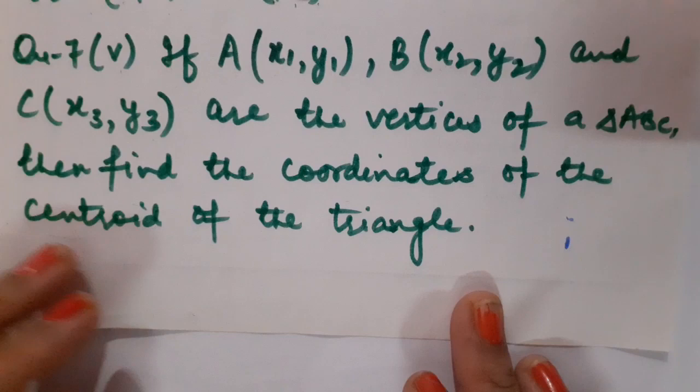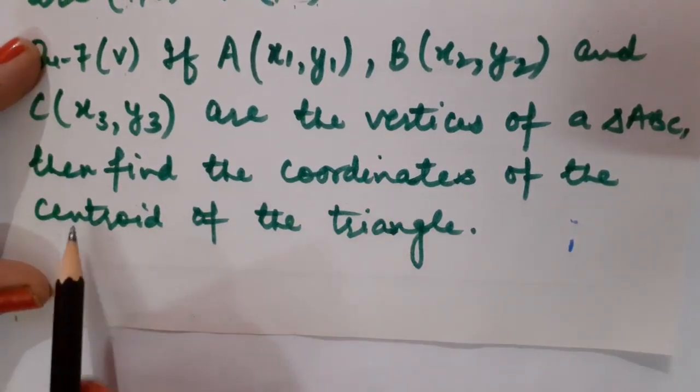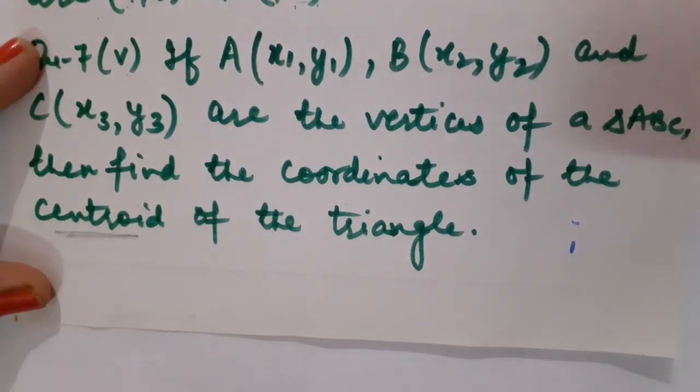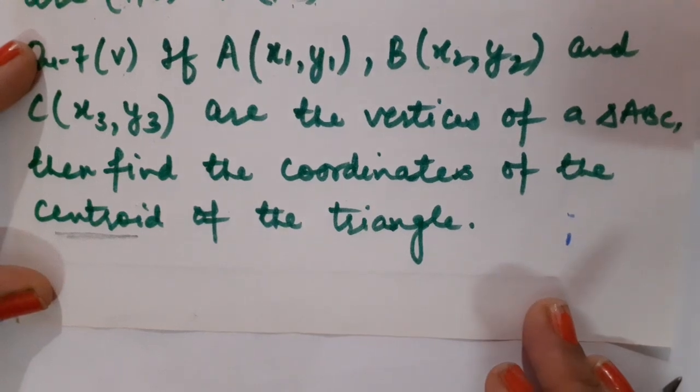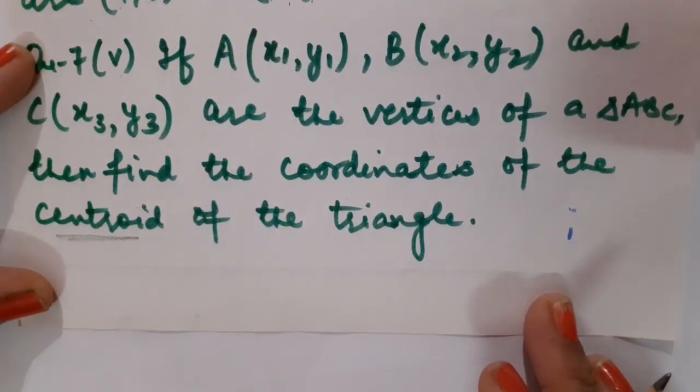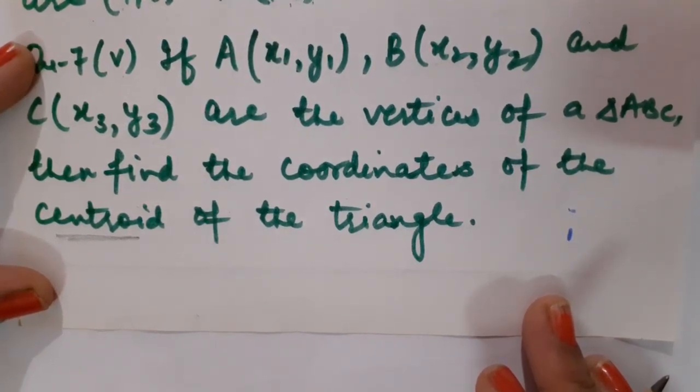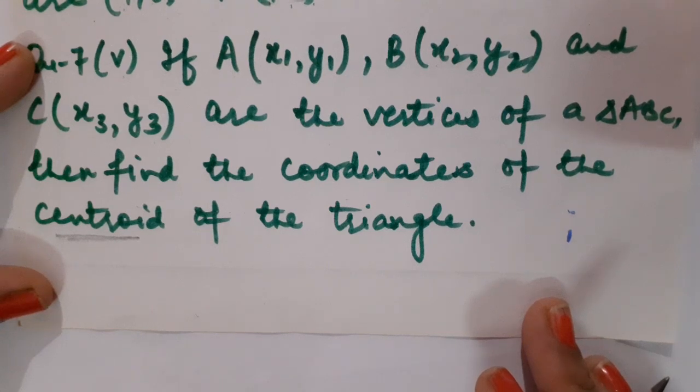Now the question arises, what do you mean by centroid? Centroid is basically that very point where all the three medians of a triangle meet with each other. Now the question arises, what do you mean by medians? Medians are basically the line segments which are drawn from any point of a triangle.